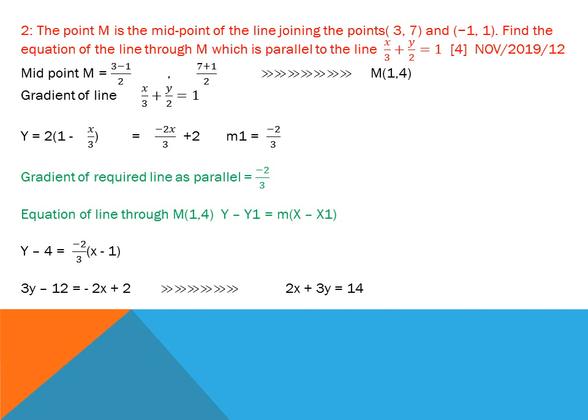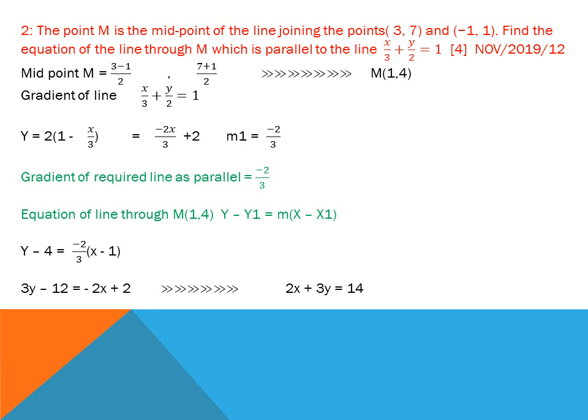From the straight line equation, y is equal to mx plus c, the constant multiplying x will become the gradient. From the equation of a straight line, y is equal to mx plus c, I find the m. Here m is minus 2 by 3.